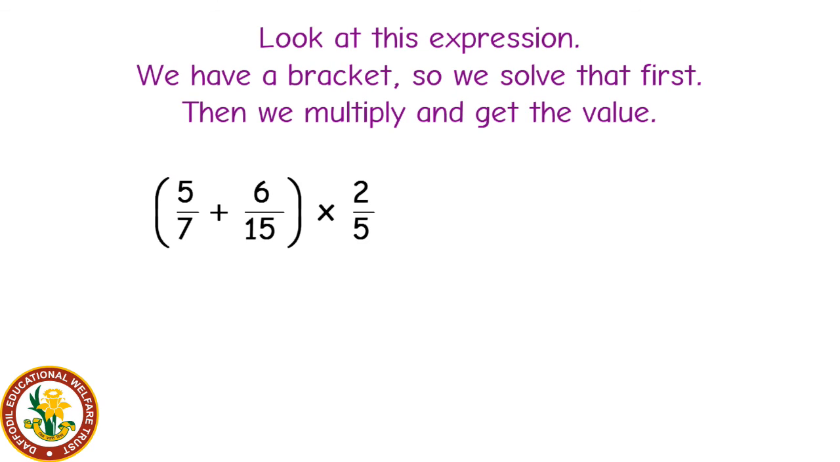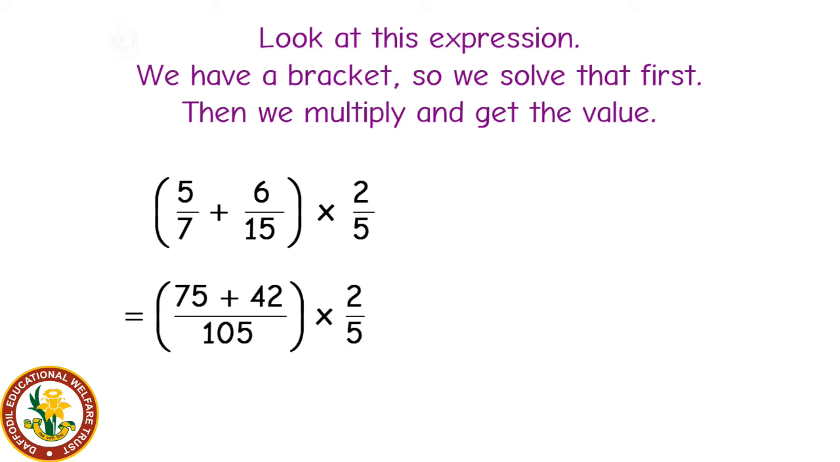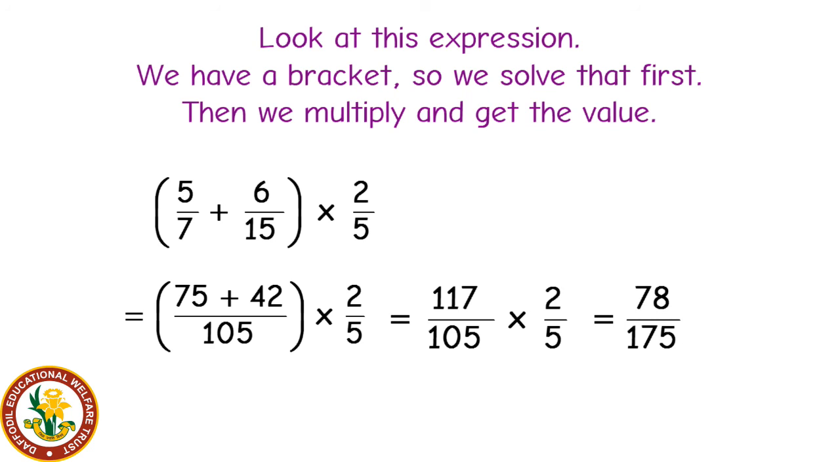Look at this expression. We have a bracket, so we solve that first. Then we multiply and get the value. 5 upon 7 plus 6 upon 15, into bracket, multiplied by 2 upon 5, is equal to 75 plus 42 upon 105, into bracket, multiplied by 2 upon 5, is equal to 117 upon 105 multiplied by 2 upon 5, is equal to 78 upon 175.